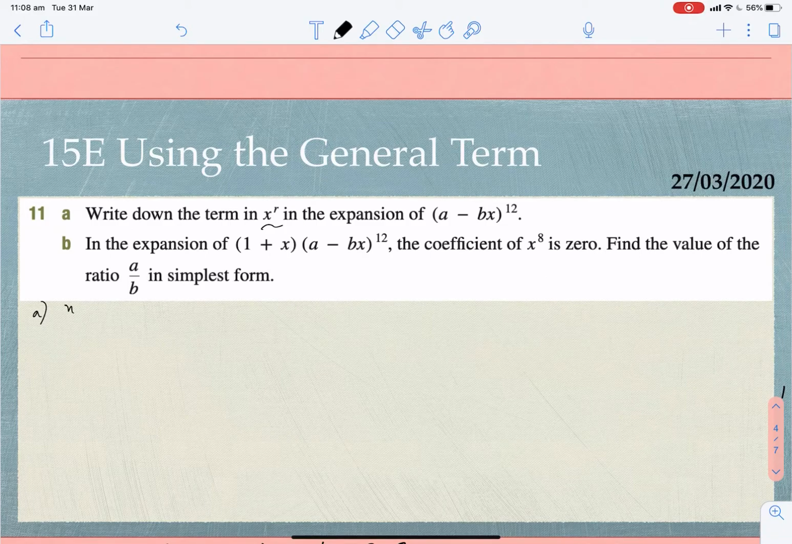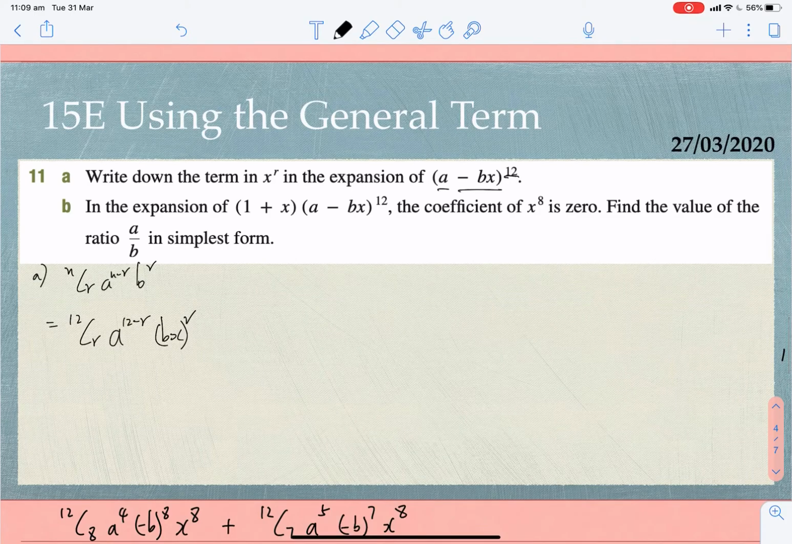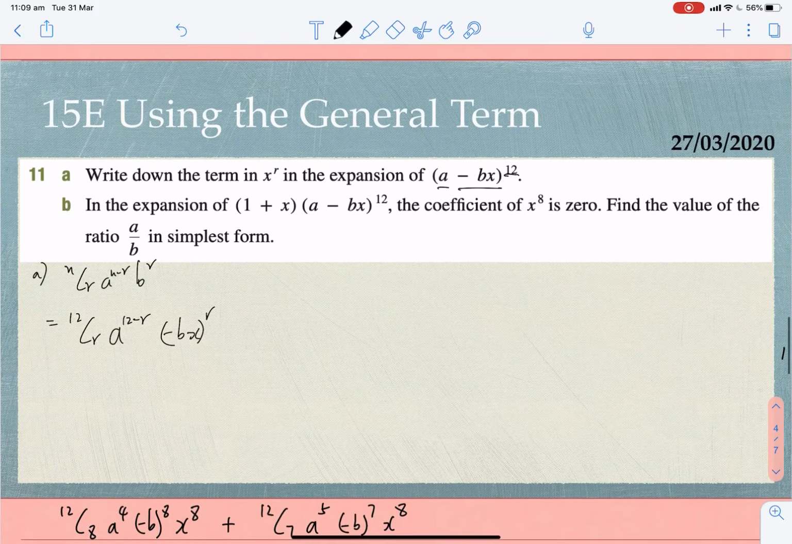So again, n choose r, a to the power of n minus r, and b to the power of r. So a is at the front, so n is 12. Okay, so 12 choose r. We're still using the r term here. a to the power of n minus r, so 12 minus r. So b to the power of r. So in this case it is bx to the power of r. Wait, it's actually negative b x to the power of r. Okay, we need to simplify this a little bit.